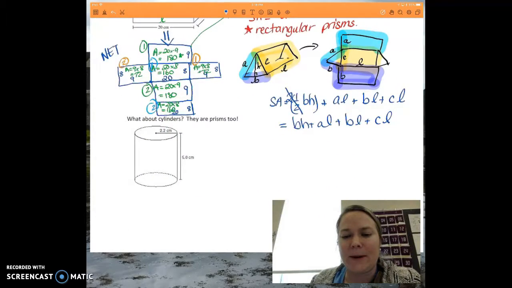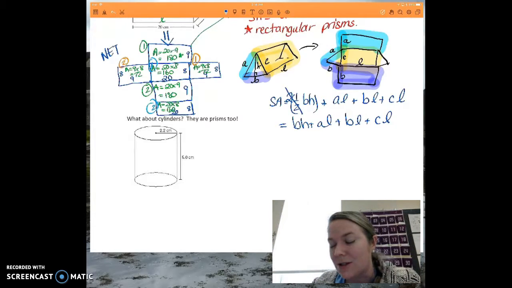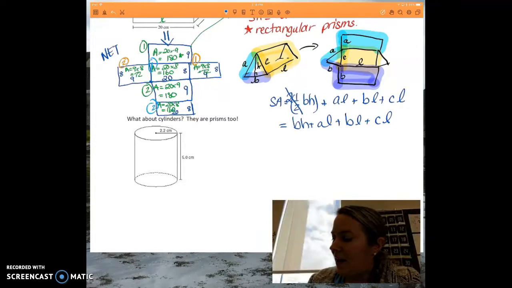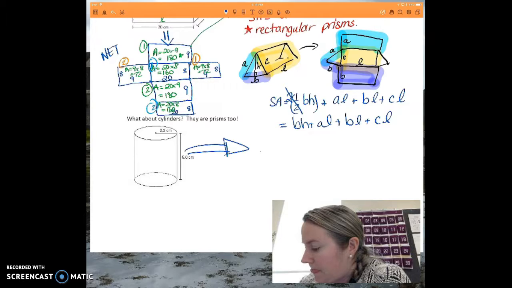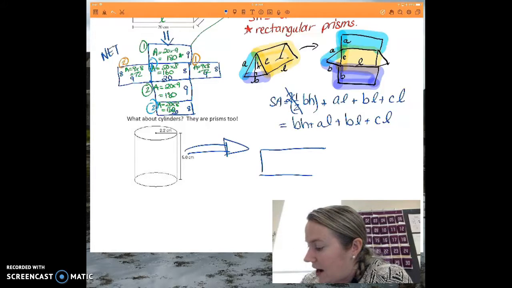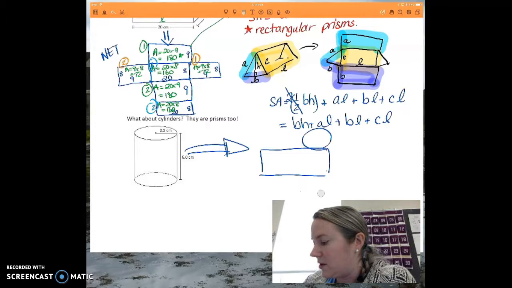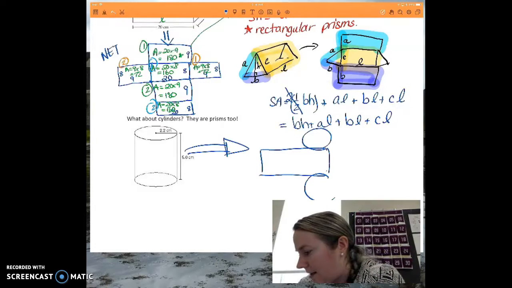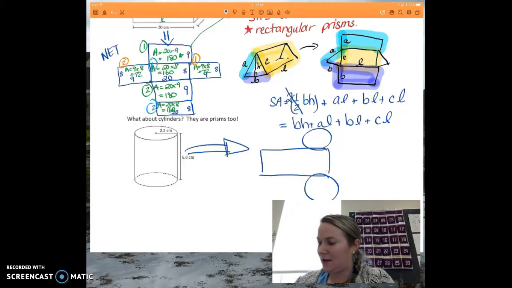So now let's go down and let's look at cylinders. Remember, cylinders are secretly prisms. We just don't call them prisms because they have circles in them and circles make them special, but they really are prisms. And the net of a cylinder looks like a big rectangle, and it has 2 circles like that. It's a terrible circle. Ugh, let's get rid of that. Try that again. Like, there we go. That is the net of a cylinder.